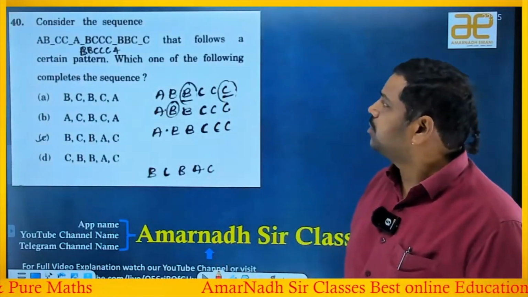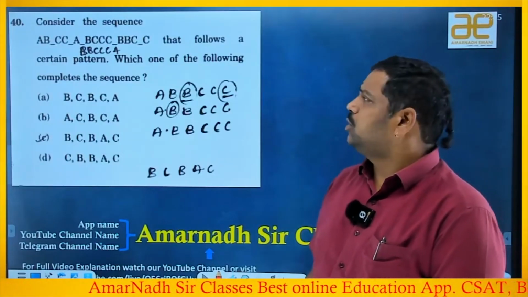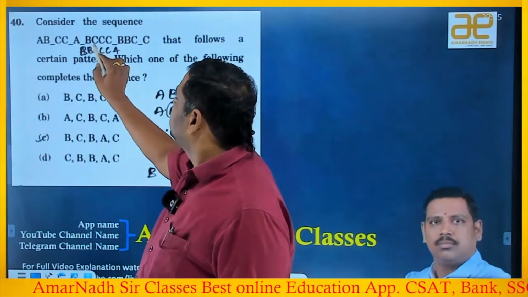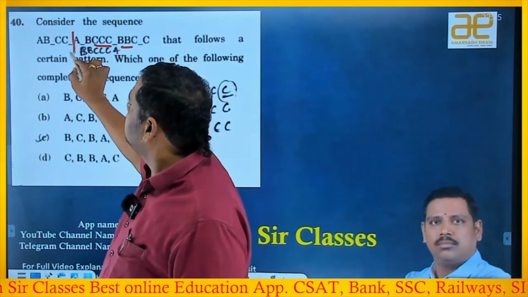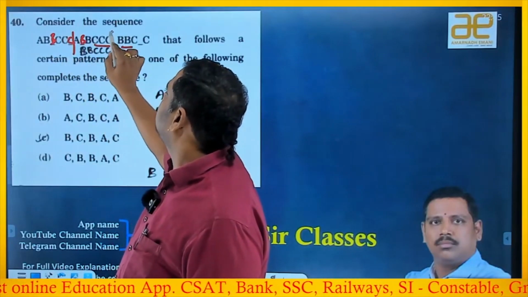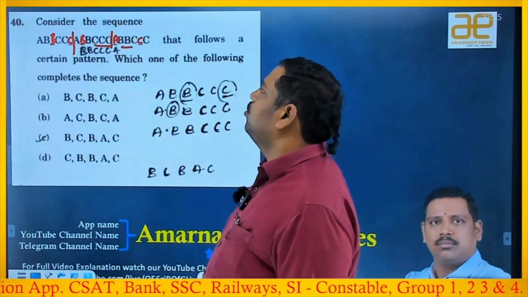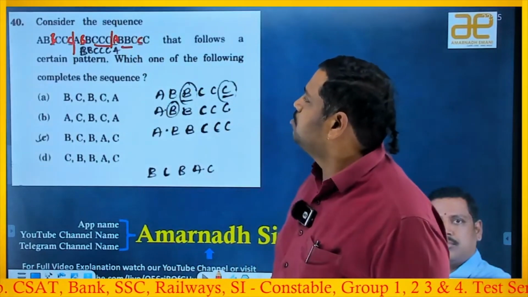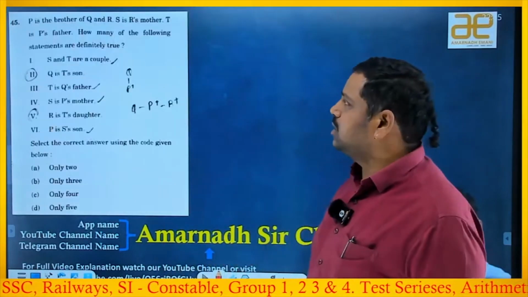Right. So the next beautiful one. Yeah, this is the easiest question he gave. So the pattern, if you observe triple C, if you observe double B, you will get the answer. A, B, B, triple C. Right or wrong? Okay. So what are the B, C, B, A, C? So the answer is C. Okay. So the next beautiful one.